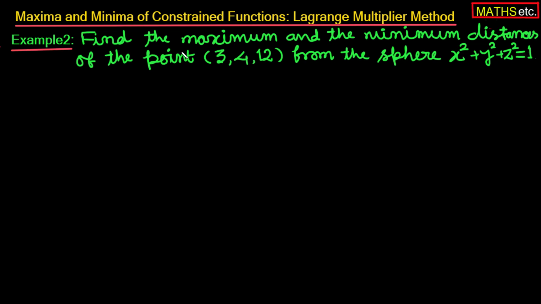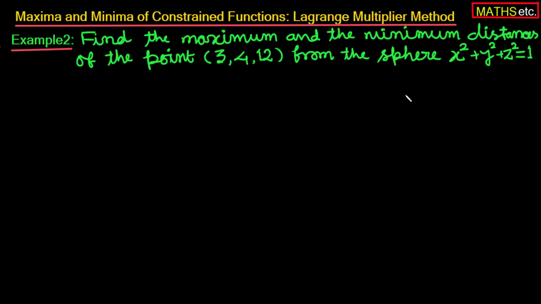So in this problem, we have to find the maximum and the minimum distances of the point (3, 4, 12) from the given sphere x squared plus y squared plus z squared equals 1. So first of all, let us visualize this problem so that we can decide which one is the function to be maximized or minimized and which one is the constraint.